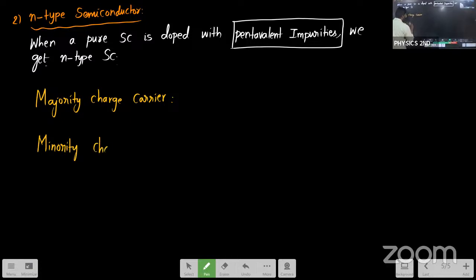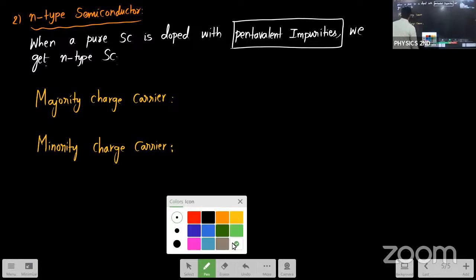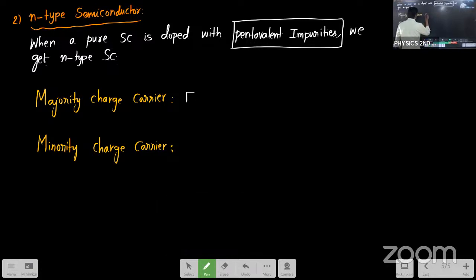Minority charge carrier. So what are the majority and minority charge carriers in case of P-type and N-type semiconductor? In case of N-type semiconductor, electrons will be majority charge carriers, and holes will be minority charge carriers.